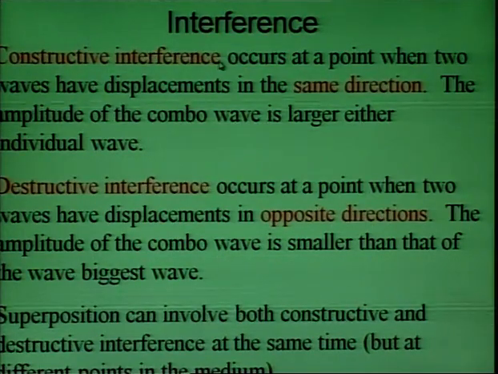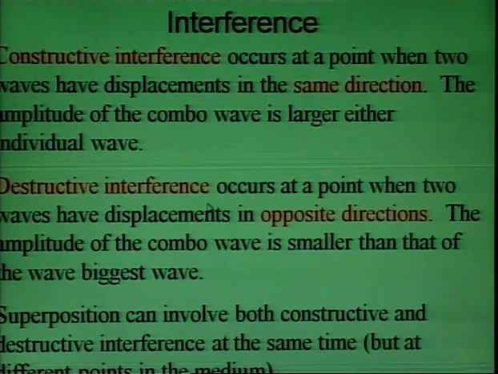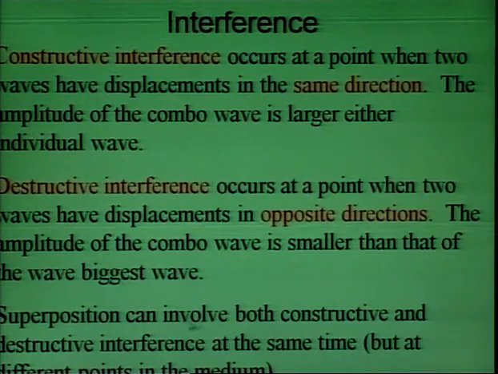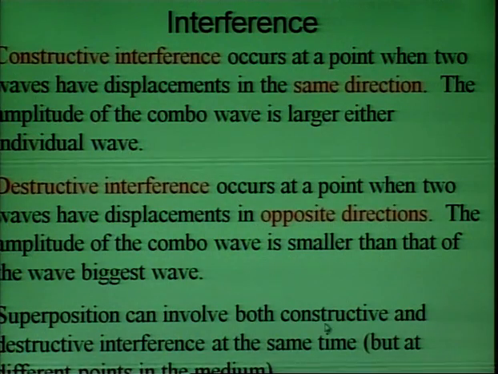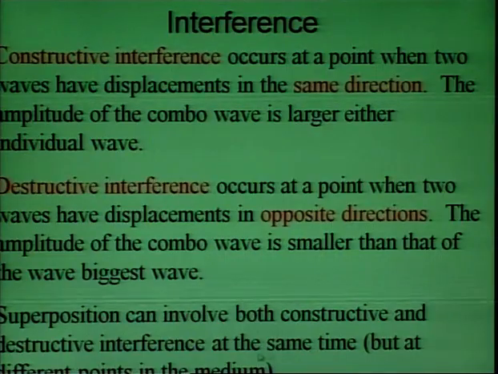So constructive interference occurs at a point when two waves have displacement in the same direction. The amplitude of the combined wave is larger. Destructive interference occurs at a point when two waves have displacement in opposite directions. Then the amplitude of the combined wave is smaller than the biggest wave. So superposition can involve both. In superposition, both constructive and destructive interference can happen simultaneously, at the same time but at different positions.